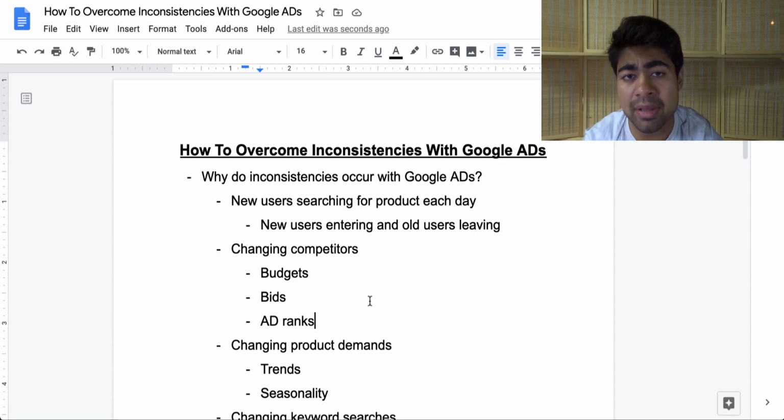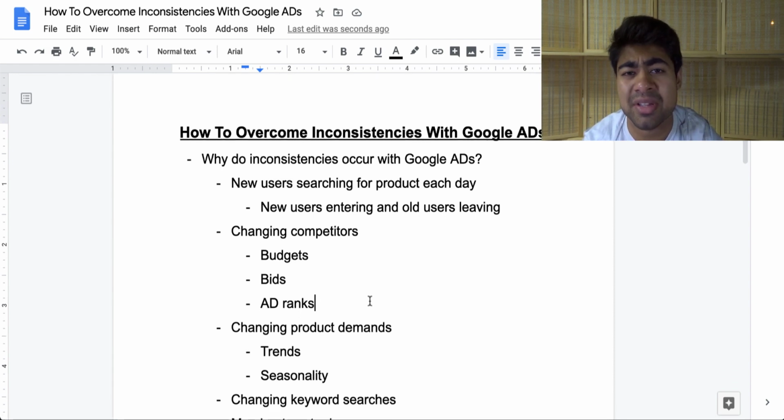And you could easily label this as an inconsistency, but in reality, this is just the natural process of how Google works. Not every day is going to be the same with the search volume, because every single day new users are entering and old users are leaving. I mean, there's only so many printers one specific person can really buy. So once they have purchased that printer, they will leave that market and stop searching for that product.